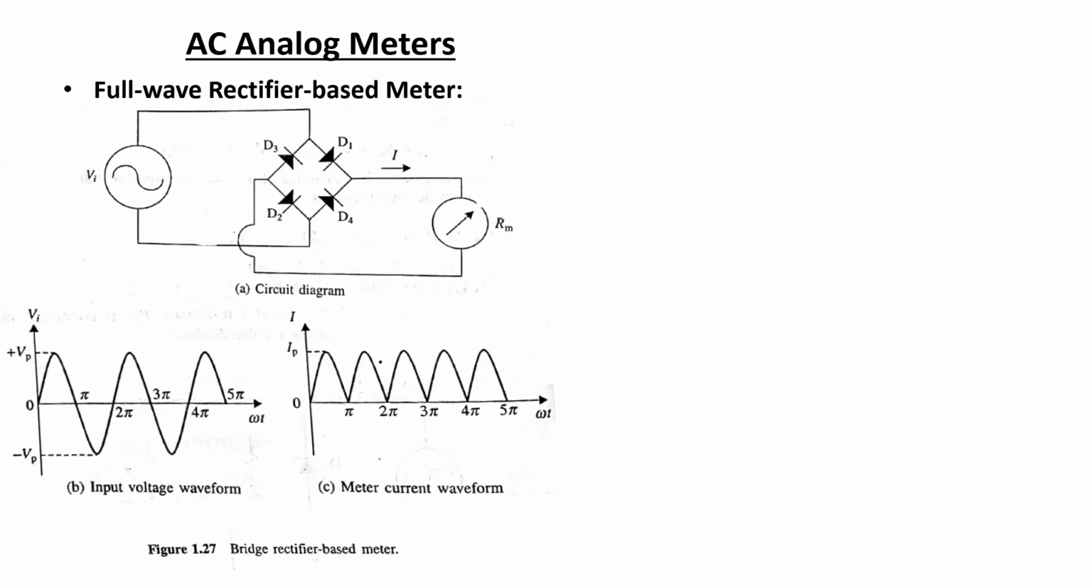The positive peaks of the input current are supplied towards the PMMC. Now, in this case, a similar approach for analysis can be used, as done in case of the half-wave rectifier-based meter, to develop an expression for determining the suitable value of the multiplier resistor. Now, okay, in this figure, I think there should be a multiplier resistor shown over here, RS.